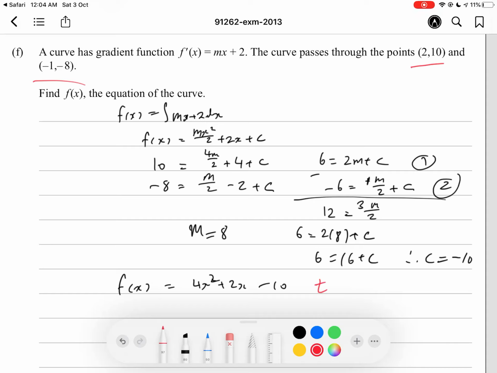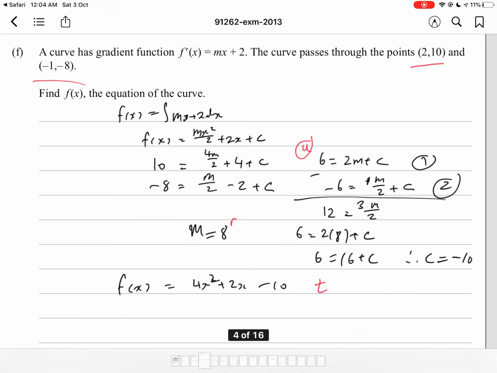To get a merit grade, you need to find the value of m or c, so either one of them will get you a merit. To get an achieved grade, you need to find an equation in terms of m, so either one of these equations will get you an achieved.